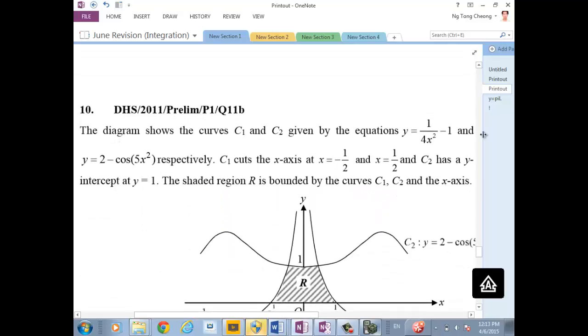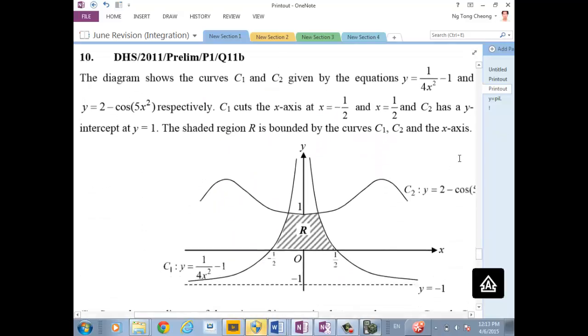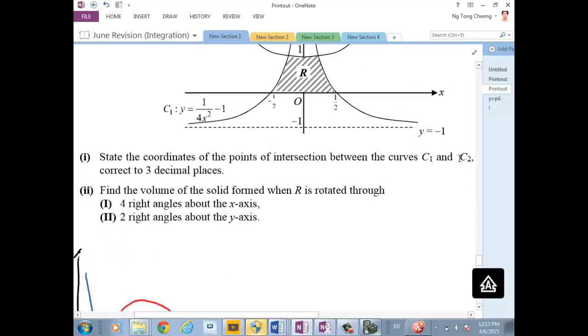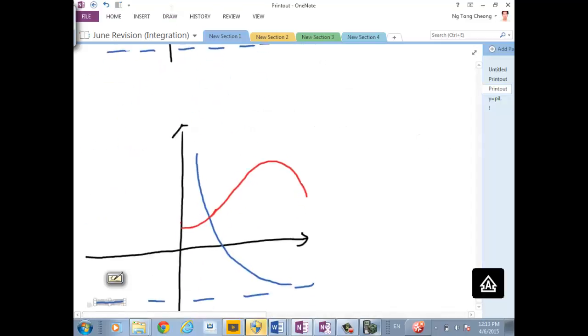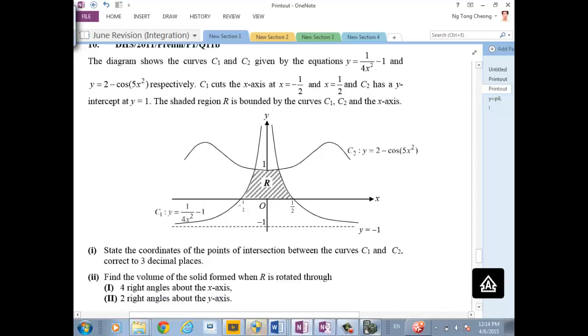Okay, question 10. The first part of question 10 asks you to state the coordinates, so you can use your GC. I'm just going to give you the coordinates. I know that the question only asks you for 3 dp, but can you give them more? Because you need it for your next part.